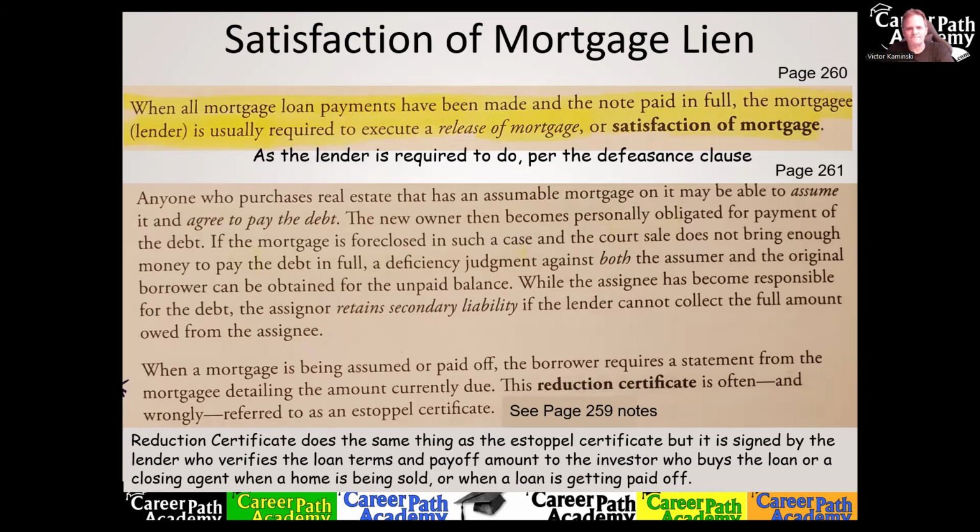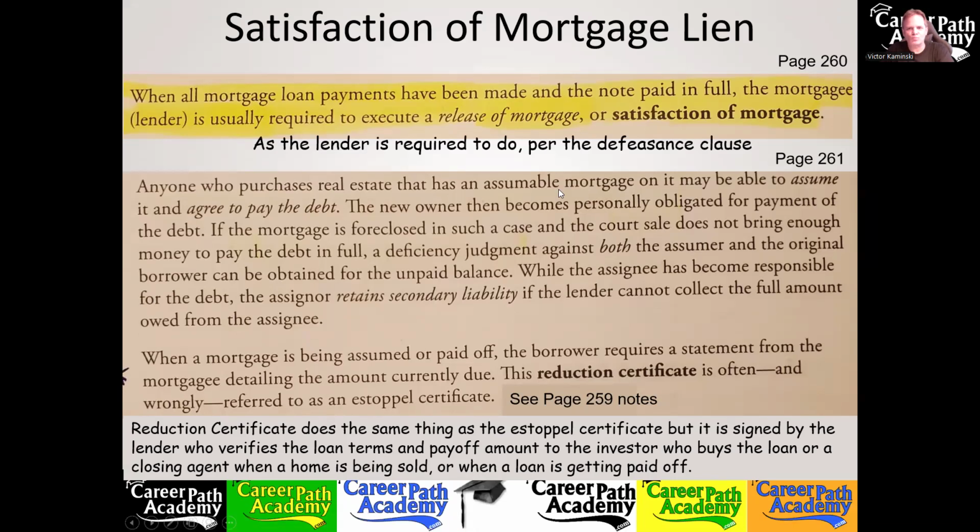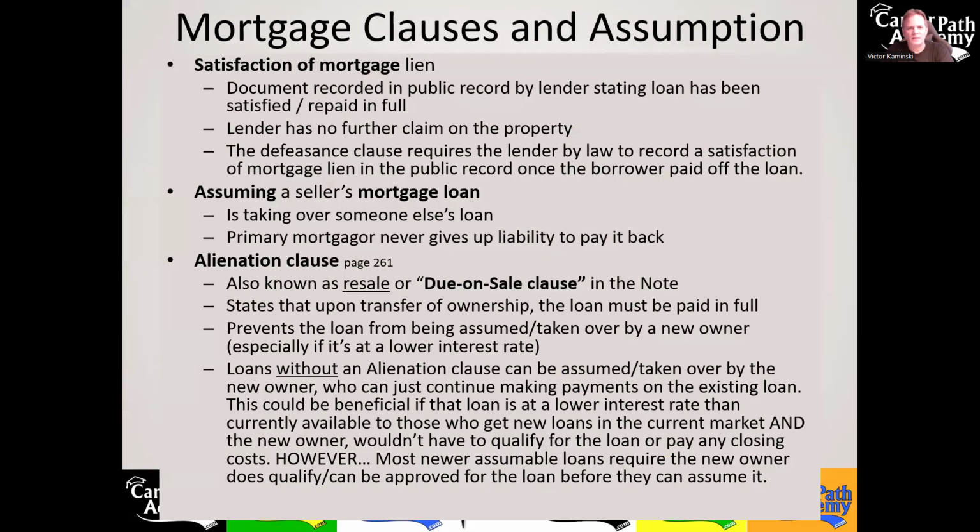So everybody got this? Okay. So a satisfaction of mortgage lien is a document recorded in the public records by the lender stating the loan has been satisfied, it's been repaid in full. The lender has no further claim on the property, and the defeasance clause requires the lender by law to record a satisfaction of mortgage lien in the public record once the borrower has paid off the loan.